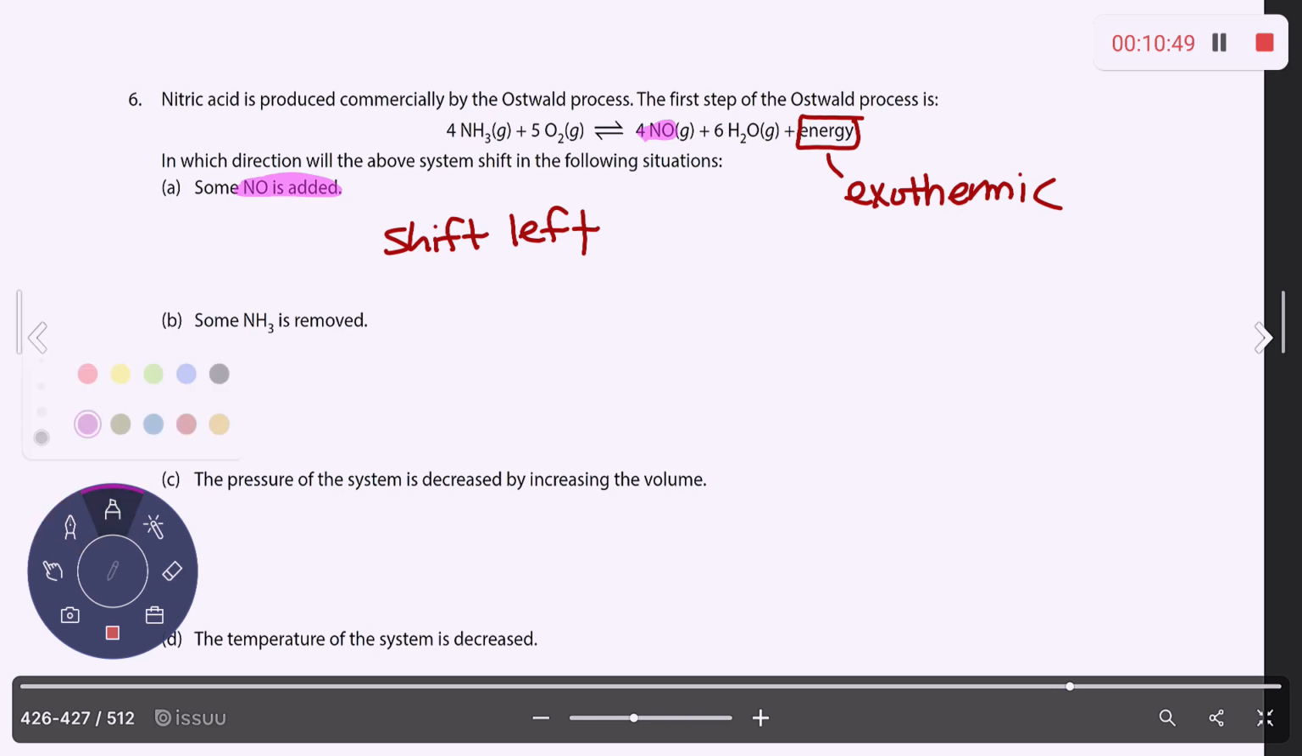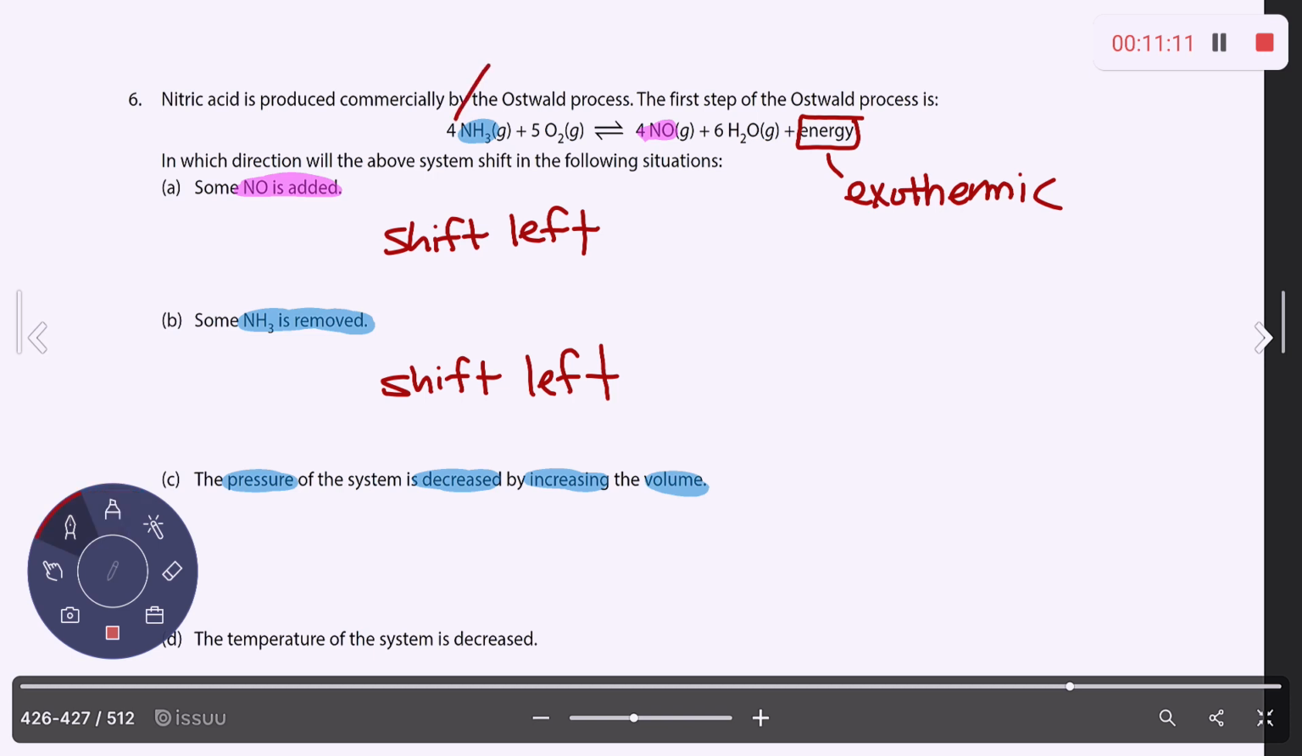If you remove some NH3, is NH3 a reactant or product? Reactant. Okay, so if I remove it, I need to move in its direction. Shift left. Okay. And then the pressure of the system is decreased by increasing the volume. Okay, so if I've got 9 gas particles on the reactant side, and then I've got 10 gas particles on the product side, if I increase the volume and the pressure dropped, how am I going to bring the pressure back?